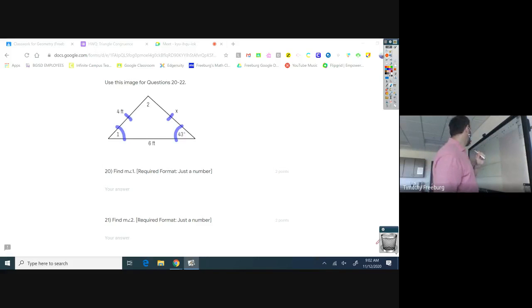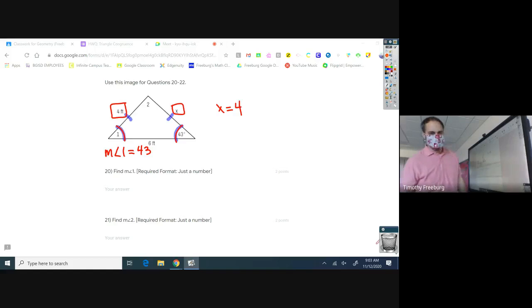So let's take a look at how to solve these pieces then. The first one is real simple. If these are congruent, what's the value of x? It's 4. Good. X equals 4. If you know that the base angles are congruent, what's the measurement of angle 1? 43. Good. And then the only part that's going to take a little bit of math here is how do we find our remaining piece up there, angle 2?